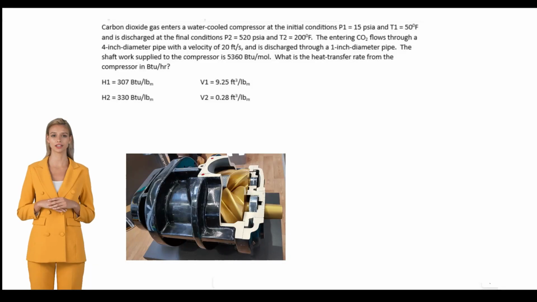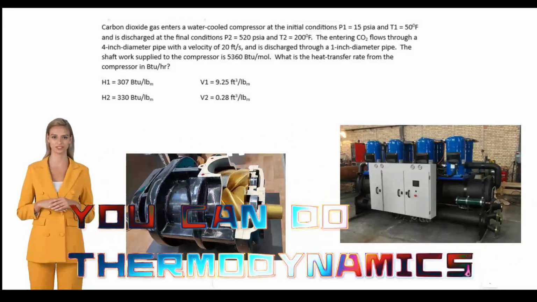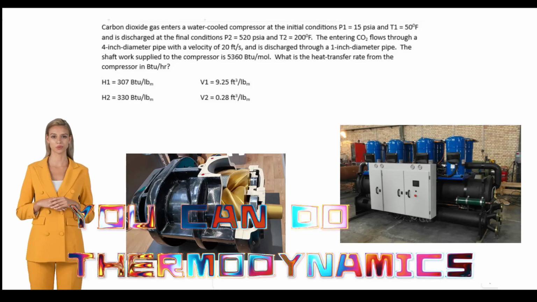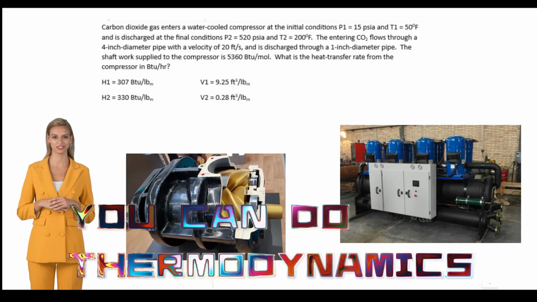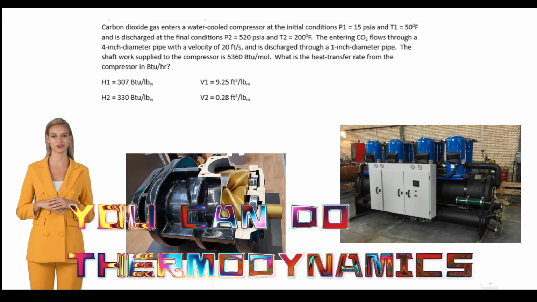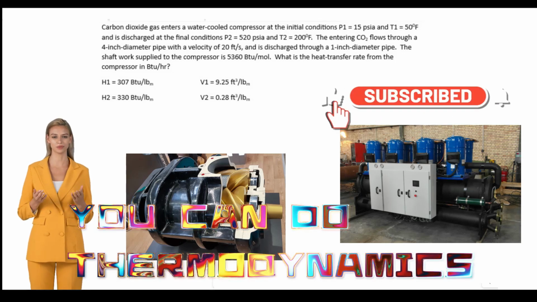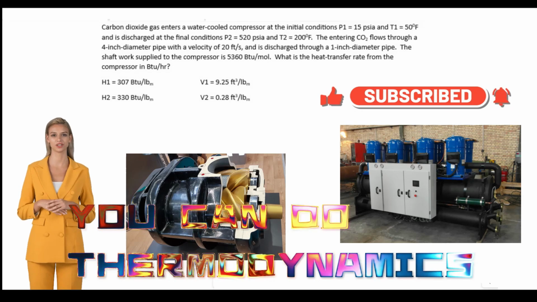Carbon dioxide gas enters a water-cooled compressor at the initial conditions of pressure at state 1 is 15 pounds per square inch and temperature at state 1 is 50 degrees Fahrenheit, and is discharged at the final conditions of pressure at state 2 is 520 pounds per square inch and temperature at state 2 is 200 degrees Fahrenheit.